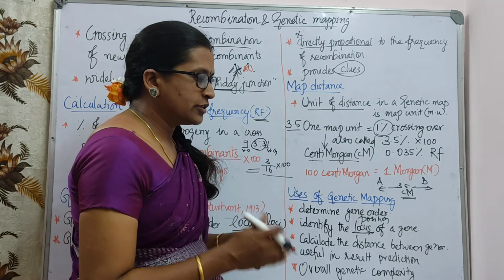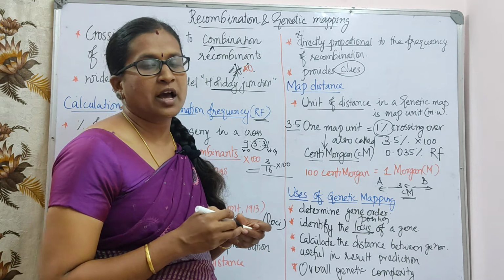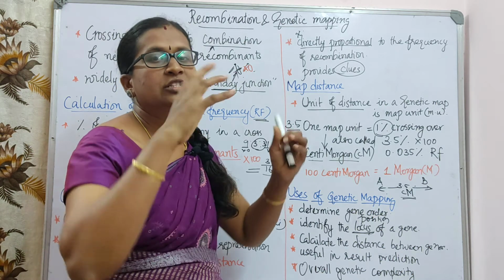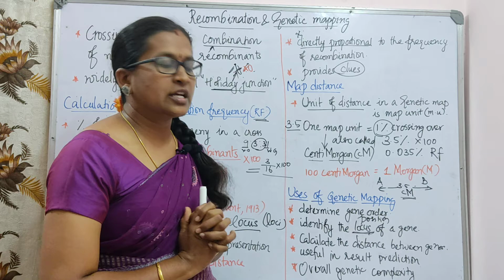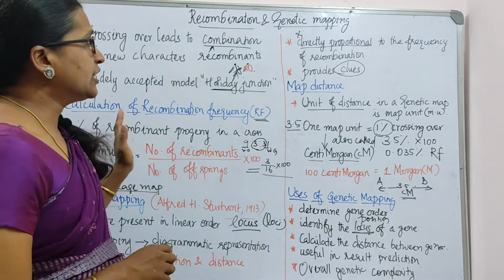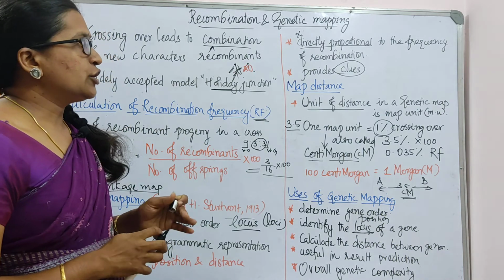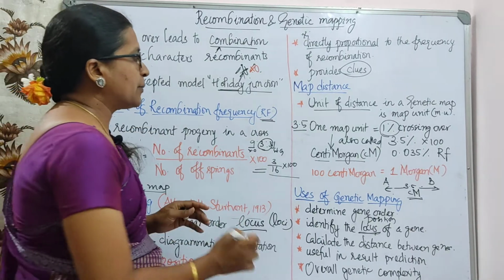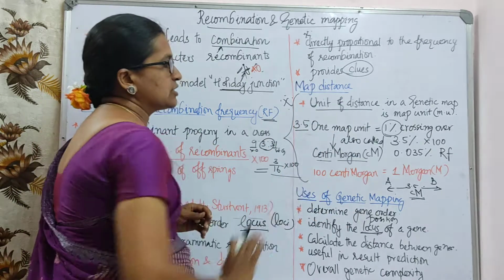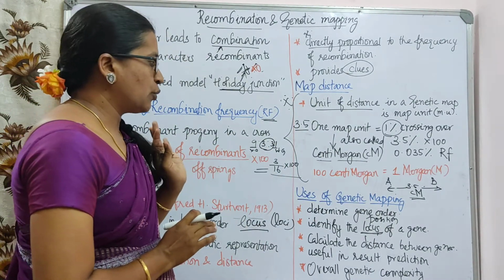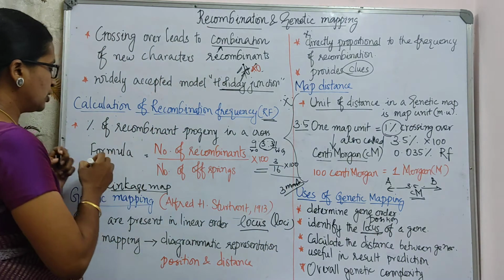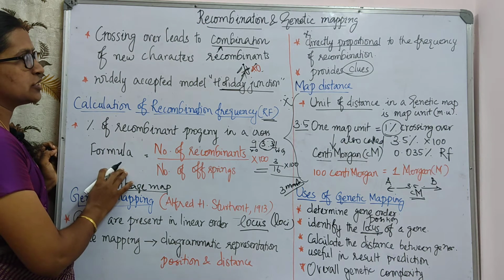And then overall genetic complexity. If an organism has a complexity, how the gene is getting expressed, how this genetical complexity works, gets explained by this genetical mapping. So I think you will be clear with this video. From the examination point of view, the map distances are very, very important. Regarding NEET also, they used to ask these calculations, and it is very, very important. Uses of genetic mapping is a 3-mark question, and you need to know this recombination frequency formula.